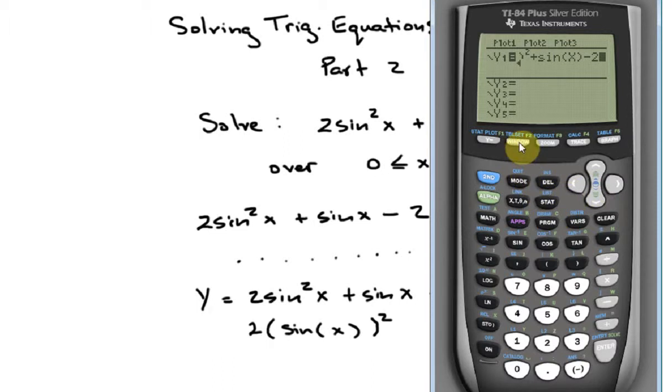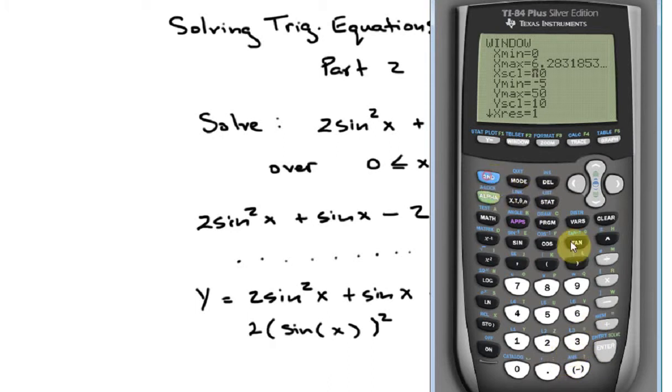Now the next important thing is to change my window settings. So let's have a look. We're supposed to do this from 0 to 2 pi, so I'm going to change my x maximum to 2 pi. I'm going to use the pi button here, which is nice and exact. What would be a good scalar for this? It really doesn't matter. Maybe something like pi divided by 2. That might be a nice scalar. It doesn't have to be that fancy.